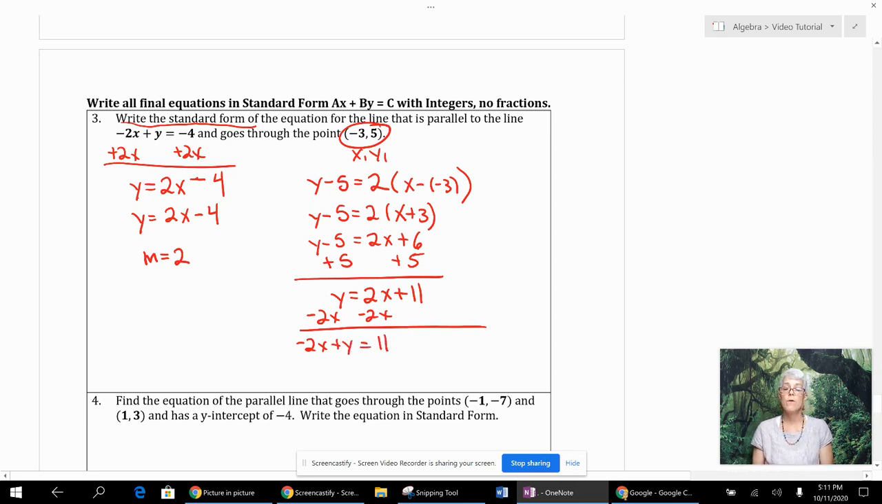So I have a negative in the front. I need to get rid of it. So I'm going to multiply everything by negative 1. I end up with 2x minus y equals negative 11. And now I'm done. Yes.